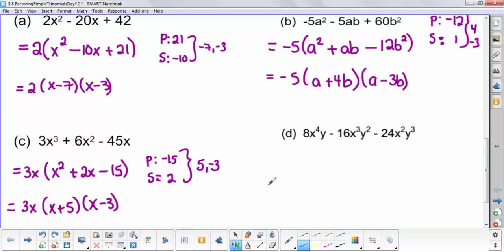For question D, I'd like you to try it on your own. Pause the video here and give it a try. Remember that when you're common factoring out variables, you're going for the variable that has the lowest exponent. So again, give it a pause and try it out.